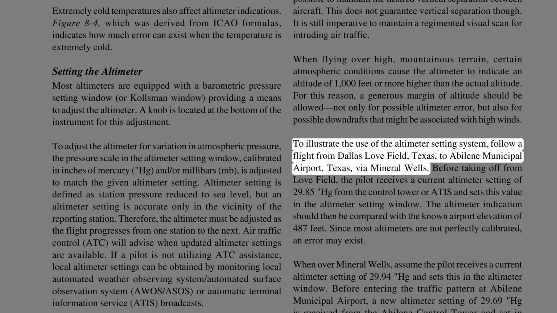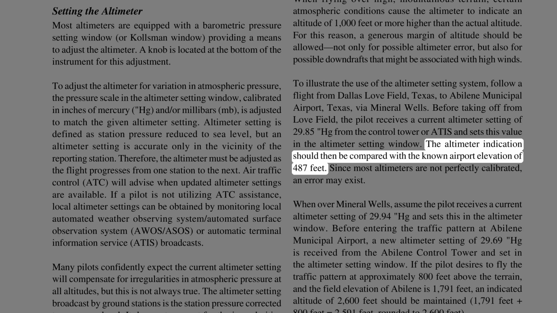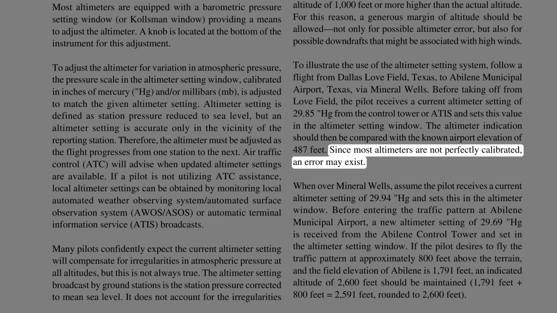To illustrate the use of the altimeter setting system, follow a flight from Dallas Love Field, Texas, to Abilene Municipal Airport, Texas, via Mineral Wells. Before taking off from Love Field, the pilot receives a current altimeter setting of 29.85 Hg from the control tower or ATIS and sets this value in the altimeter setting window. The altimeter indication should then be compared with the known airport elevation of 487 feet. Since most altimeters are not perfectly calibrated, an error may exist.